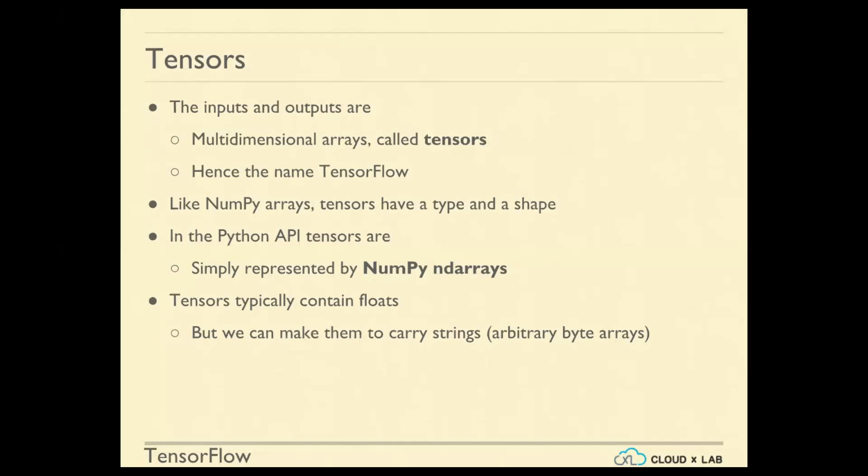Tensors have types and shape. Just like we have NumPy, and the core idea around NumPy is that big array that we create, similarly in TensorFlow, one of the core components is those multidimensional arrays. In the Python API, tensors are simply represented as NumPy ndarrays. Tensors typically contain floats, but we can make them carry strings by using arbitrary binary arrays.